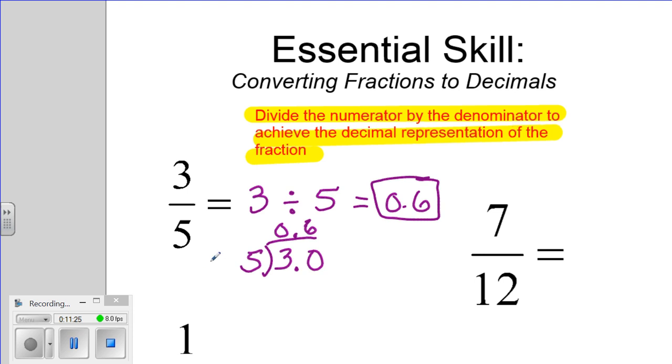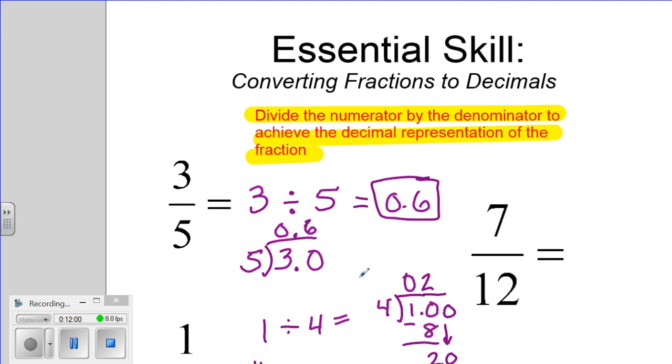What about 1/4? Well, 1/4 literally means 1 divided by 4. You might also call this a quarter, and you know the value of a quarter in dollars is 0.25, spoiler alert. But if you didn't know that, you're literally saying, how many times does 4 go into 1? It goes in 0 times. How many times does 4 go into 10? It goes in twice. Let's subtract: 4 times 2 is 8. Subtract the 8. Bring down an extra 0. How many times does 4 go into 20? It goes in 5 times, and my decimal version is 0.25.